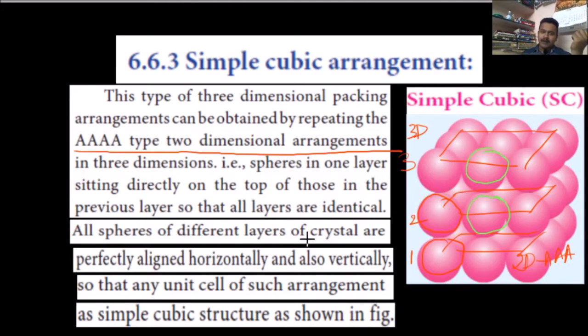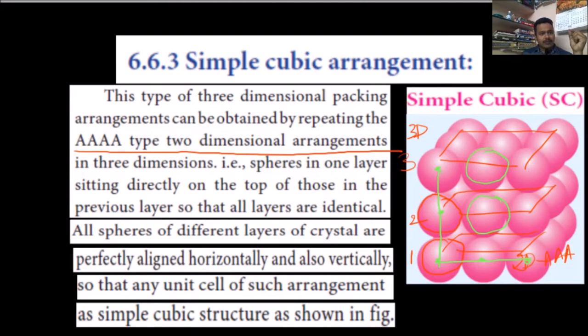All the spheres in different layers of the crystal are perfectly aligned horizontally and also vertically. This is one layer, this is one layer, this is one layer. Horizontally aligned exactly means, taking the sphere centers horizontally, all the centers are in a single line. Vertically, this sphere center, this sphere center, this sphere center, all the vertical spheres are also in one line. That is the meaning of aligned horizontally and vertically, so any unit cell of such an arrangement we can say is a simple cube. This is the simple cube arrangement, and this is the diagram.